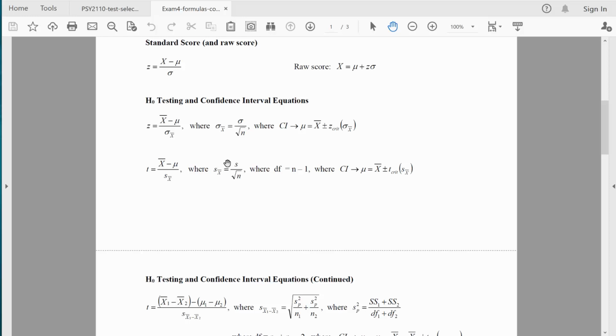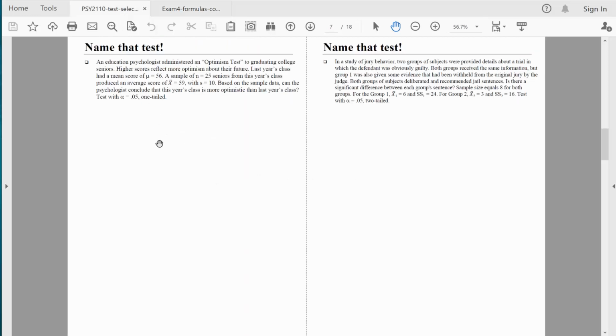So do you see how all the information we have in that example fits this formula right here? So like I said before, don't overthink it. If the data fits the formula, then this must be the most appropriate test. So the answer to this particular example is a one sample t-test. Let's look at another one.